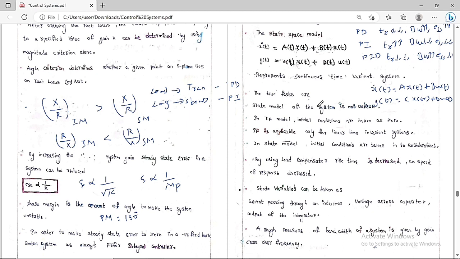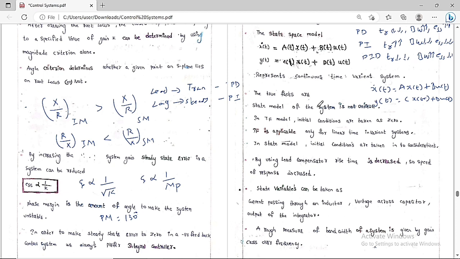So let me tell you the difference between the transfer function model and the state space model. In the transfer function model, the initial conditions are taken as 0, whereas in the state space model, initial conditions are taken into consideration. The transfer function model is applicable for only LTI systems, whereas the state space model is applicable for both LTI as well as non-LTI systems. The transfer function is always a unique one, whereas a state model is not a unique one for a given system.